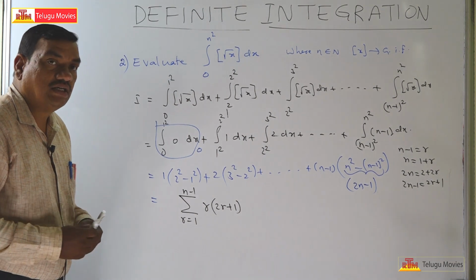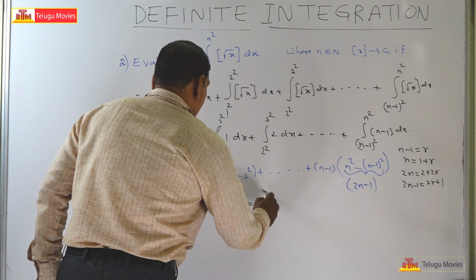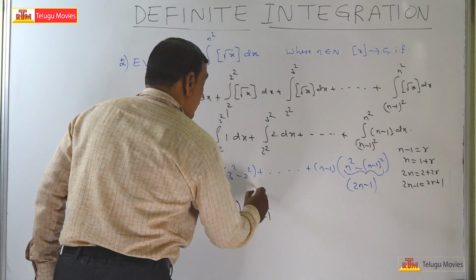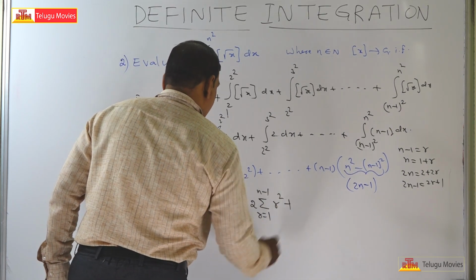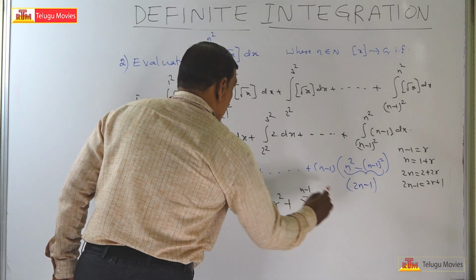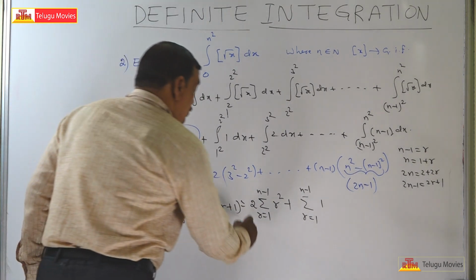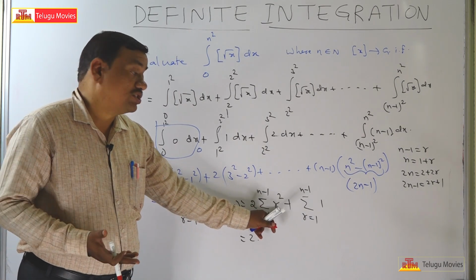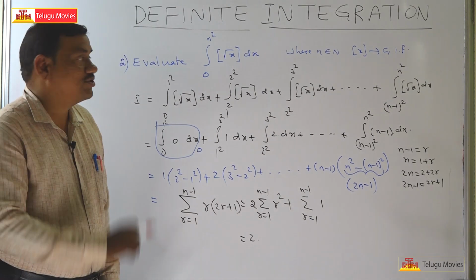Now, we know this from sequence and series. So this is equal to sigma, R runs from 1 to n minus 1, 2R into R, 2R square. So I can take 2 outside. This is R square plus sigma, R runs from 1 to n minus 1, this is 1 I am getting. So this is equal to, see here, 1 square plus 2 square plus 3 square, and so on. See here, n minus 1 whole square, not n square.